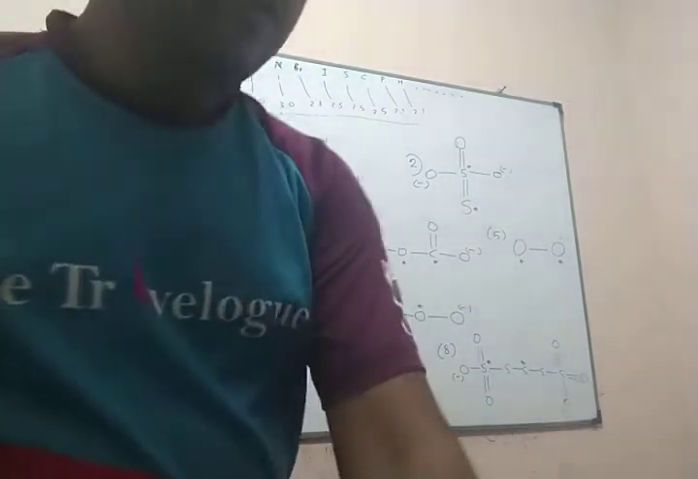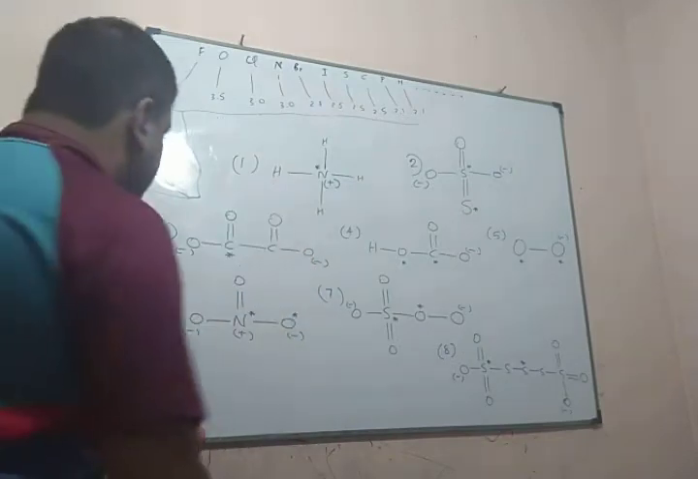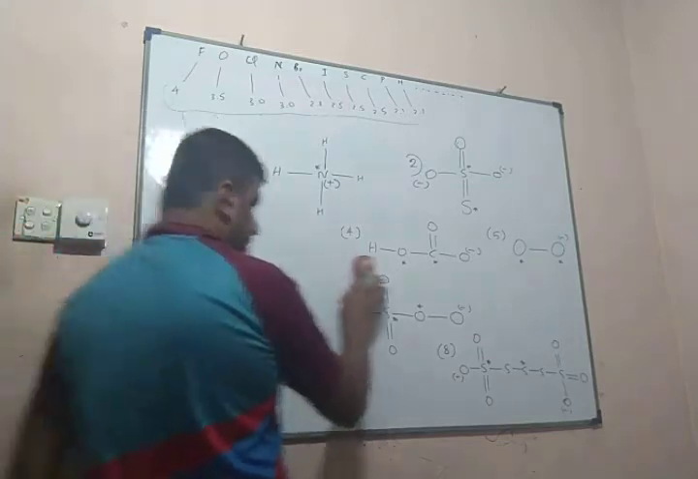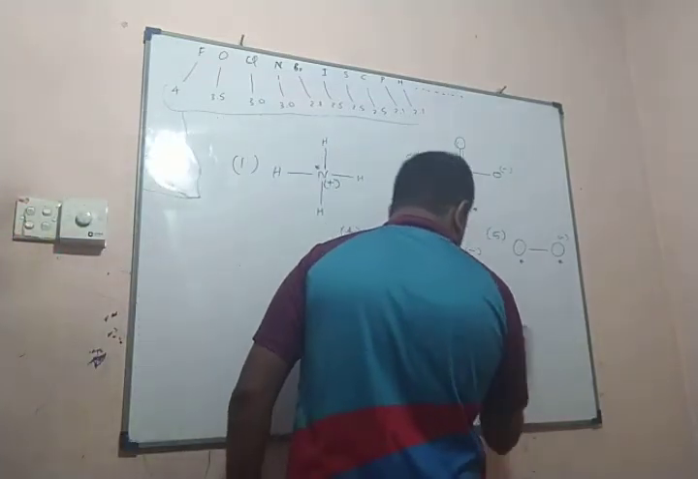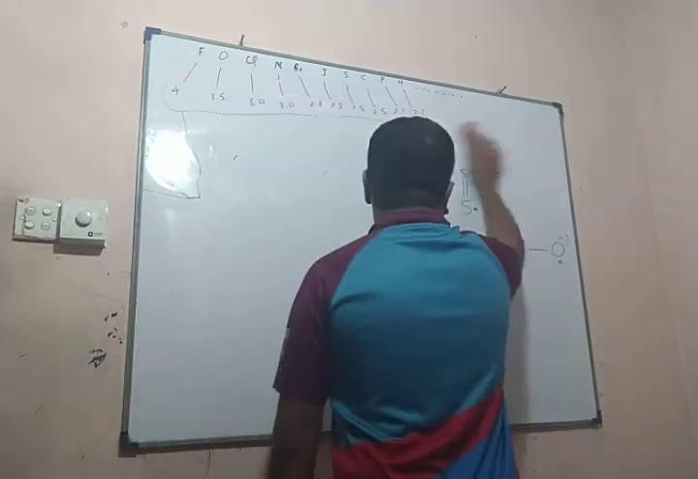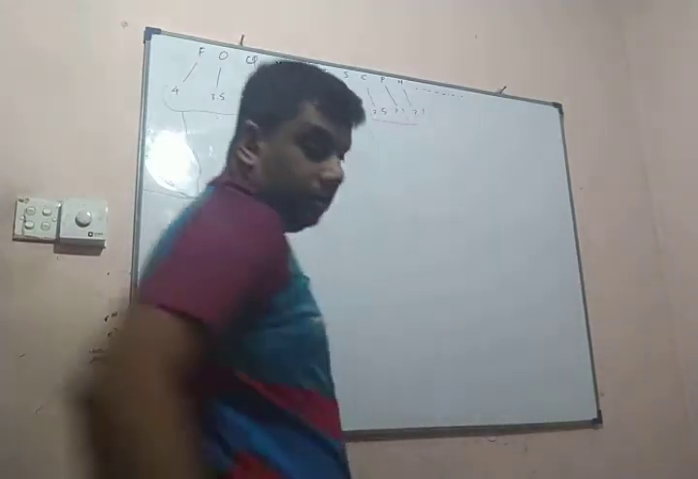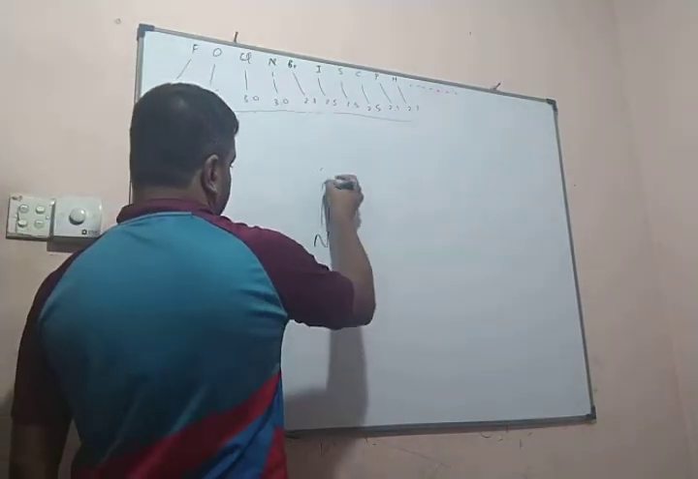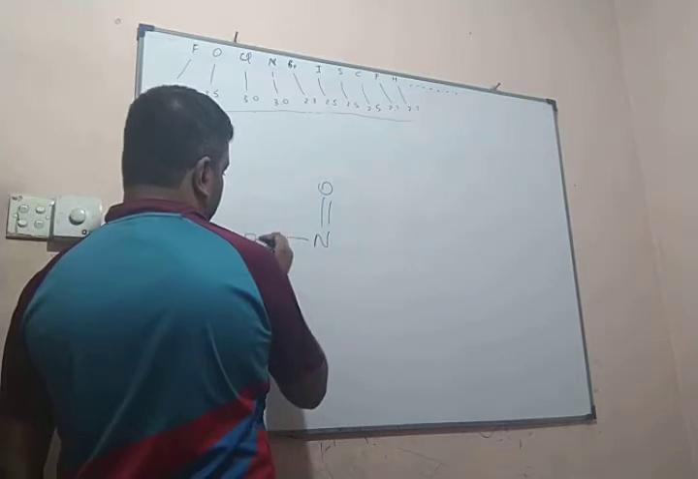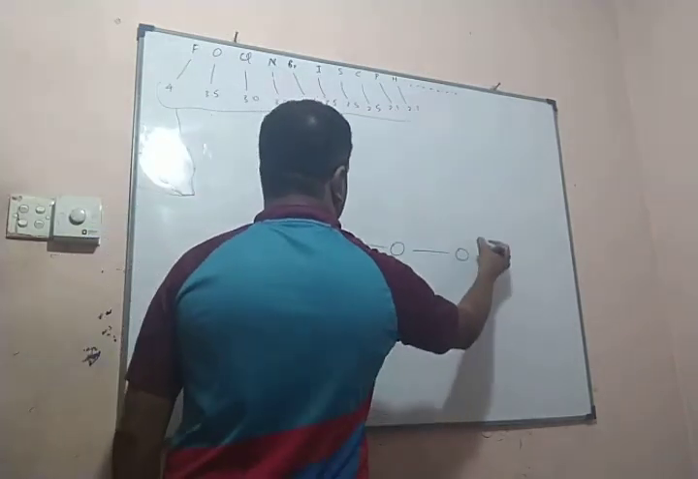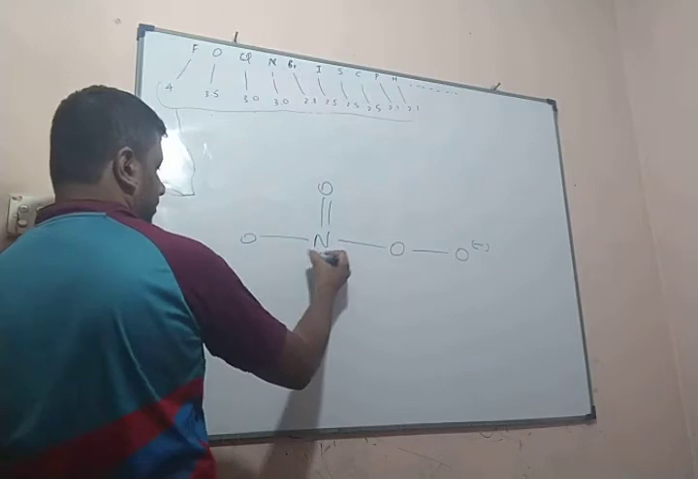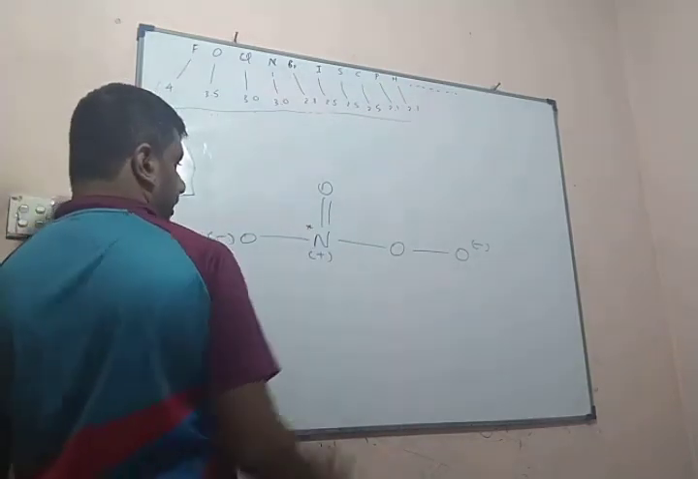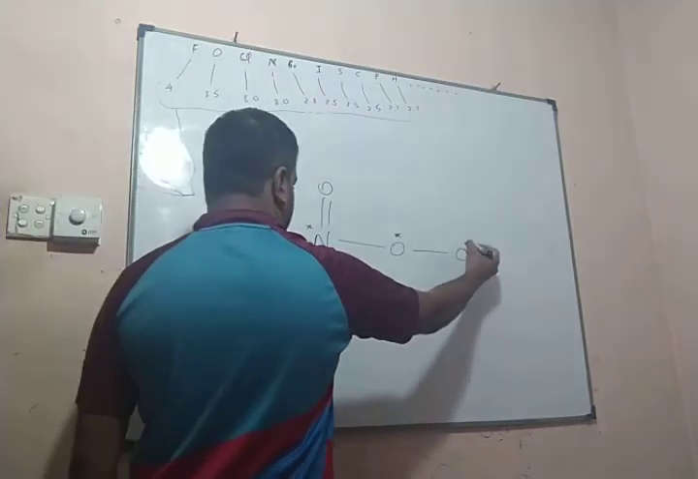Okay, let's do an example of this type. I'm going to explain a separate example. Let's find the oxidation state and valency of this nitrogen and this oxygen and this oxygen.